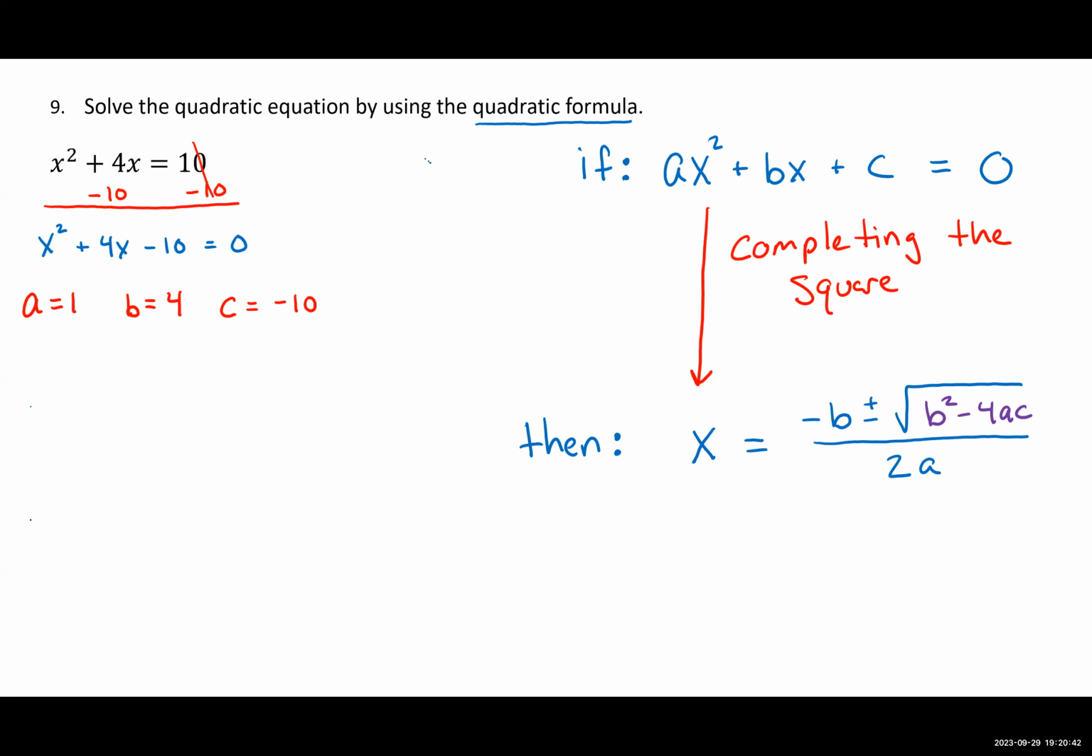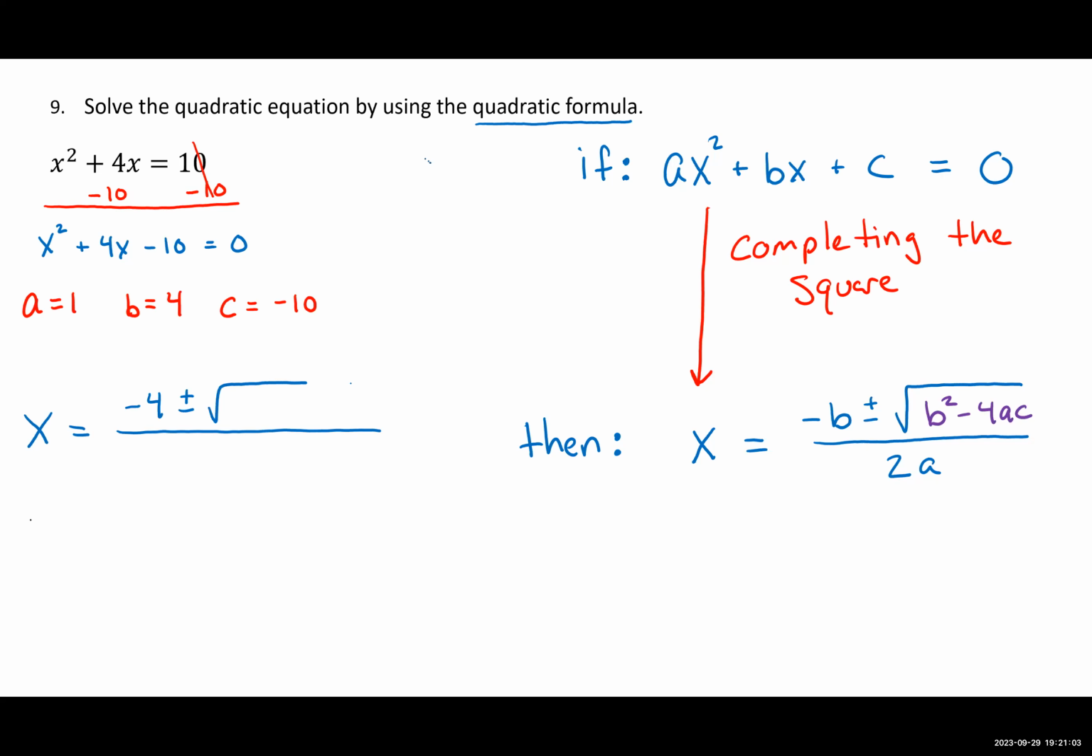So I'll write it over here. x is equal to negative b. So we're going to have a fraction. Negative b, so that's negative 4. b is 4, so negative b would be negative 4. Then we've got a plus or minus.